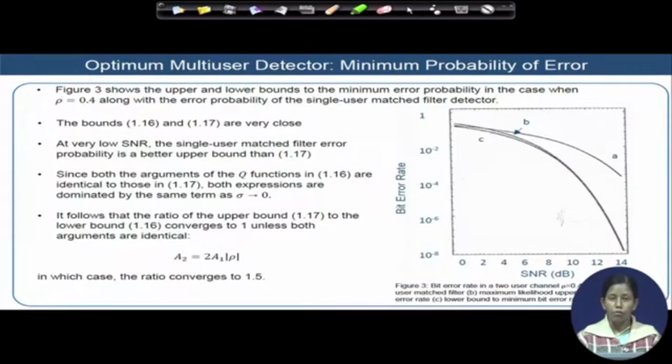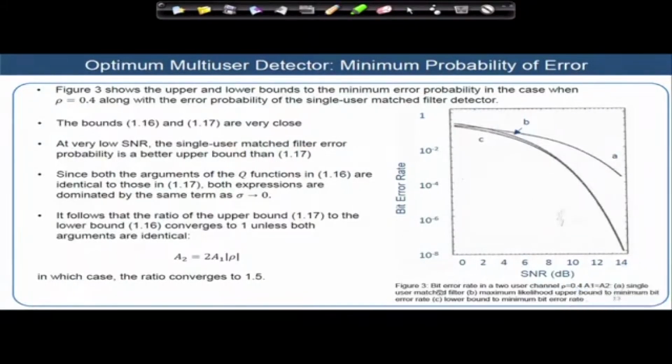And if I now plot the single user matched filter detector output along with the newly computed lower bound and the upper bound error probabilities, we end up with the figure shown in figure number 3, where graph A is the single user matched filter detector output, B shows the upper bound we have computed, and C is the lower bound. We can see that there is not much difference between the upper bound and the lower bound that we have computed for the optimal multi-user detectors for a 2 user case.